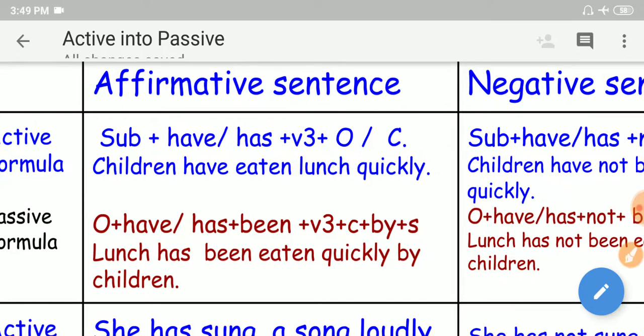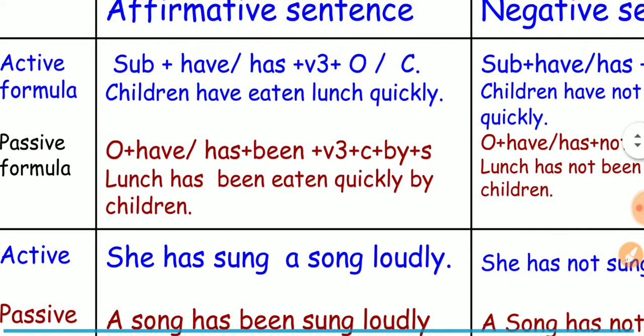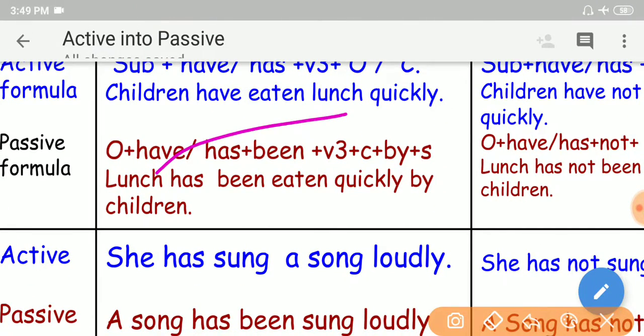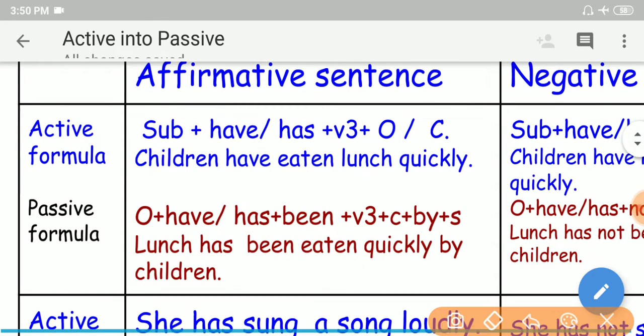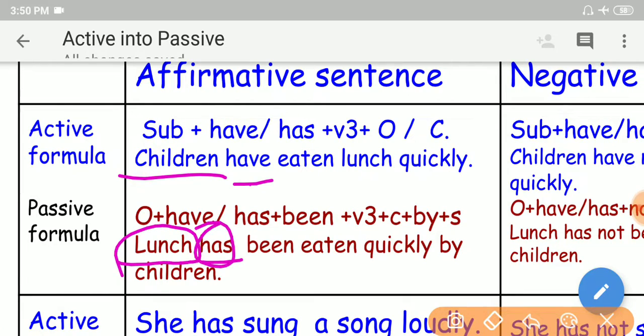See how to convert this into passive voice. So very simple. Same rule. Lunch is the object, brought to the subject position. Has is used. Where do we use have and where do we use has? See, have is used with I, we, you, they and plural nouns. Has is used with singular nouns: he, she, it and all singular nouns. Here, my dear friends, children. Children is plural, that's why have is used. Lunch is singular, that's why has is used.